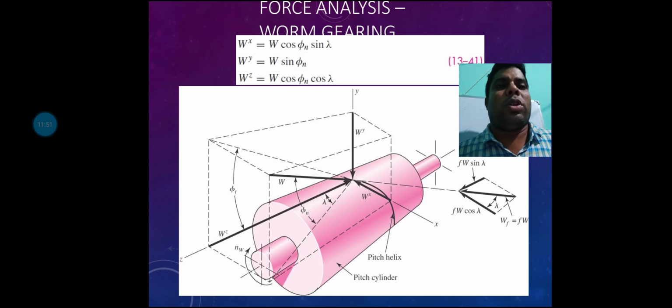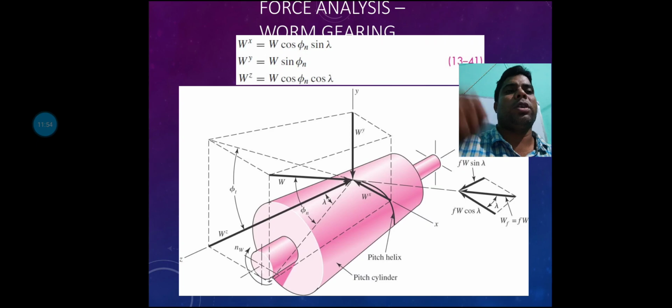Wy is equal to W sin phi n, and Wz is equal to W cos phi n cos lambda. And if I see the figure where the total load is also there, the pitch helix angle is also there, and the pitch cylinder can be considered, where the pitch point can be created and the mating point also marked, and the total load can be distributed along some axis, and that axis may be assumed in terms of phi n or lambda.